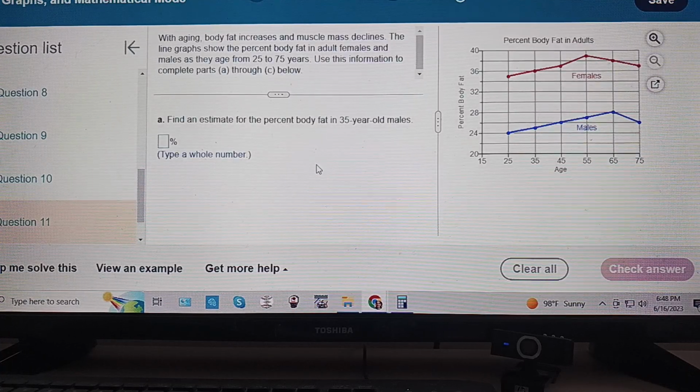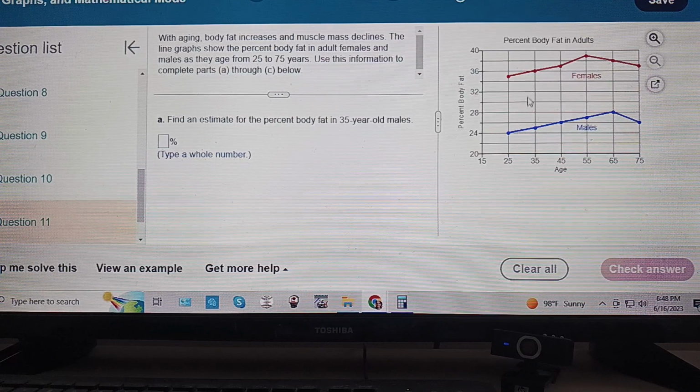Okay, we got 2 problems left for today. Here's reading graphs. That's a skill that helps to know. When aging, body fat increases and muscle mass declines. The line graphs show the percentage of body fat in adult females and males as they age from 25 years old to 75 years old. Part A, find an estimate for body percent fat in 35-year-old males.